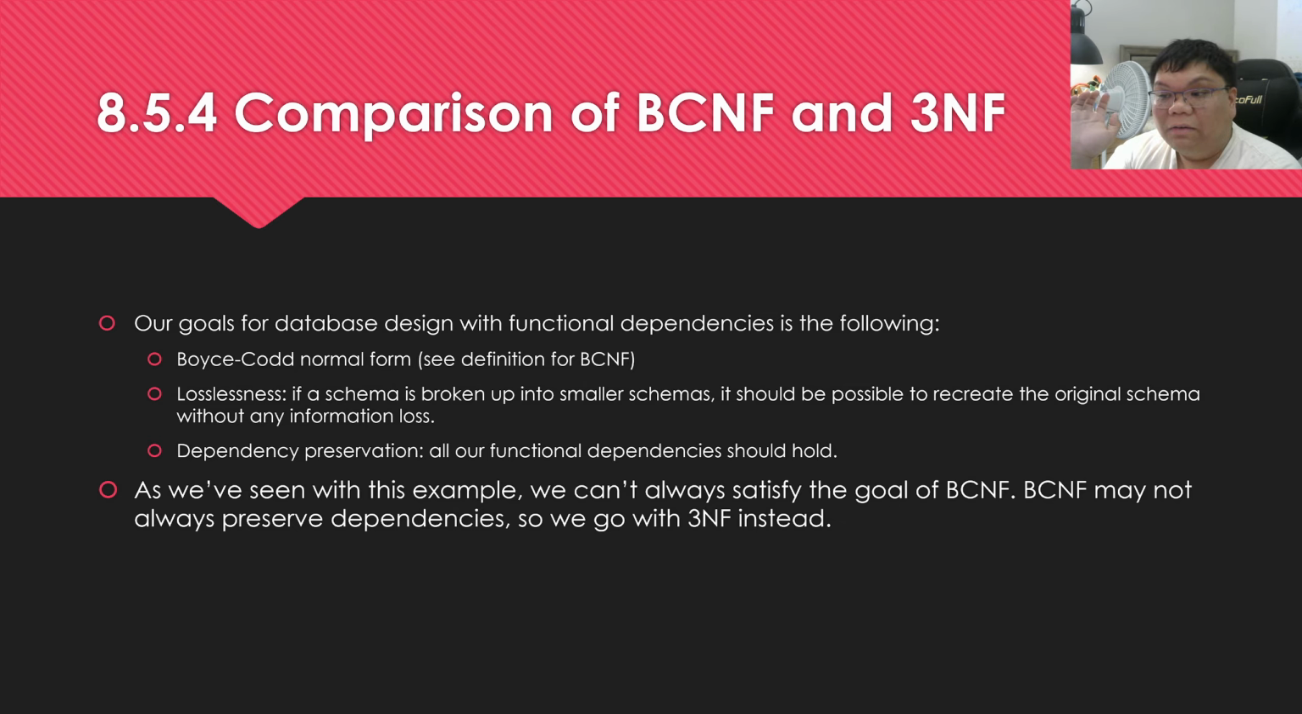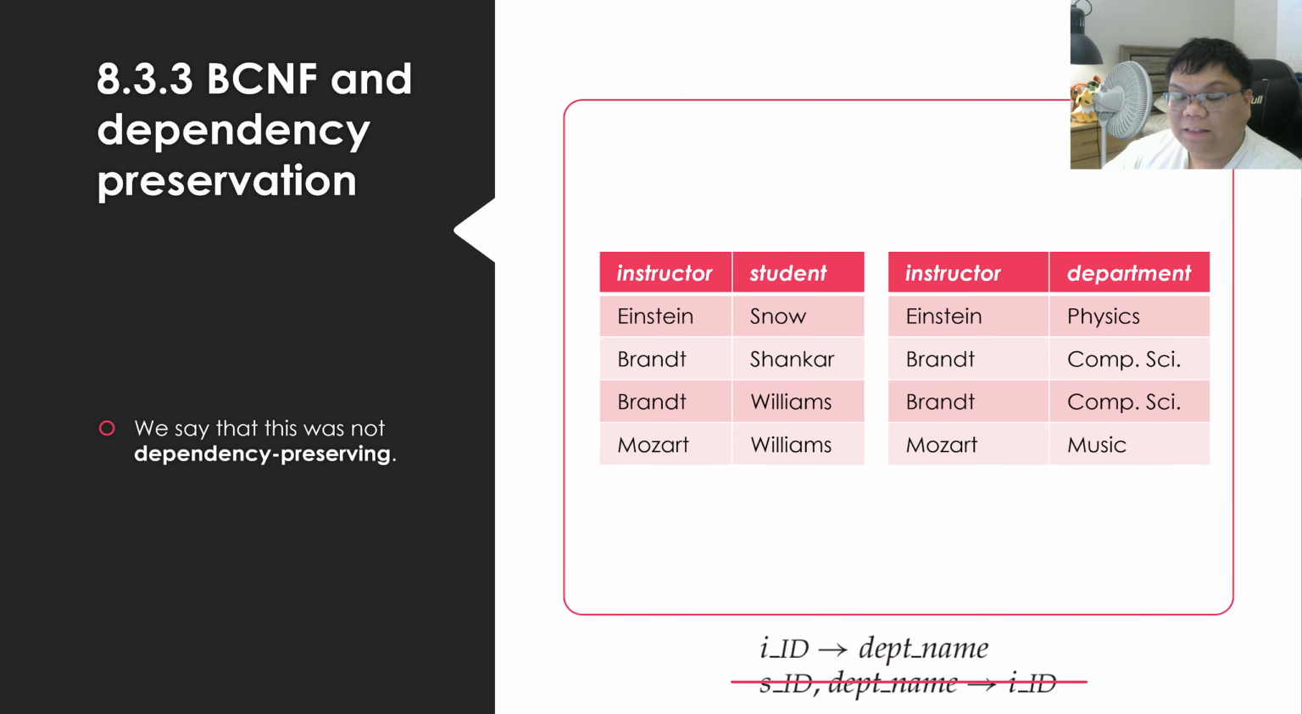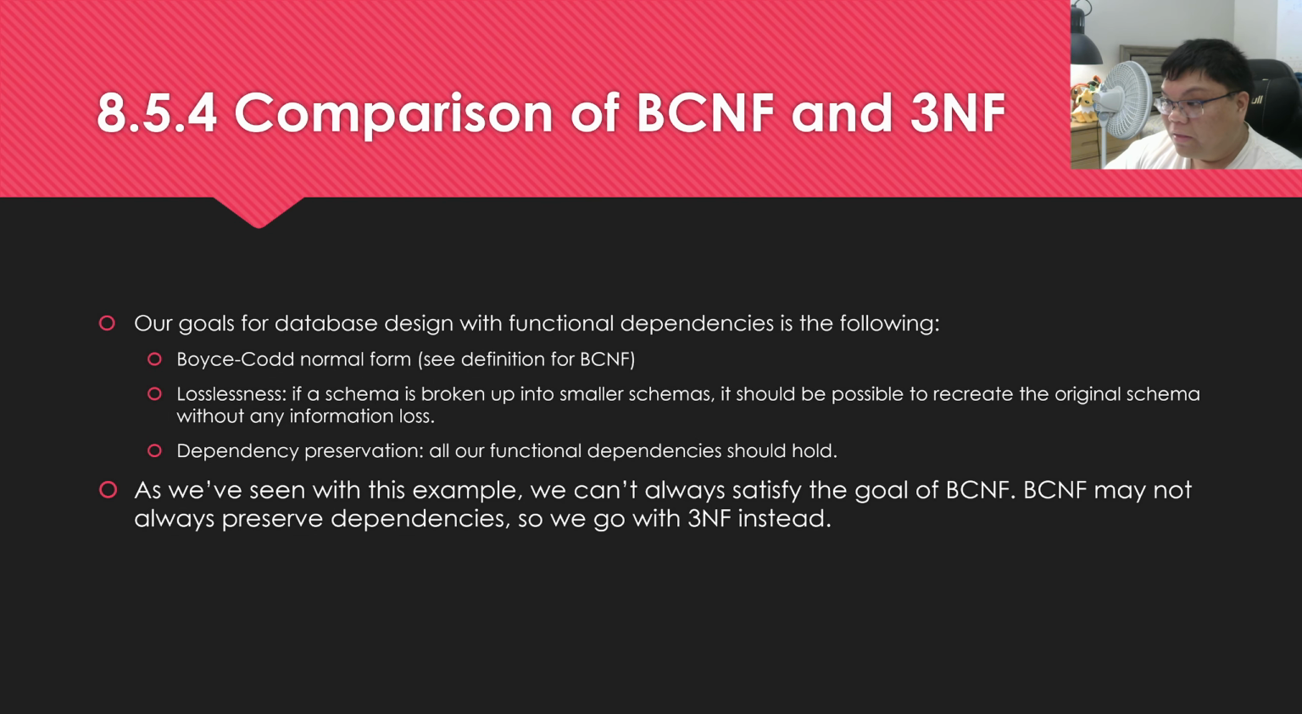However, the thing about Boyce-Codd normal form, as we've also seen here, is that it's not always possible for us to get to Boyce-Codd normal form. So we can't always satisfy all three goals: BCNF, lossless, and dependency preserving. So we just go with third normal form instead.